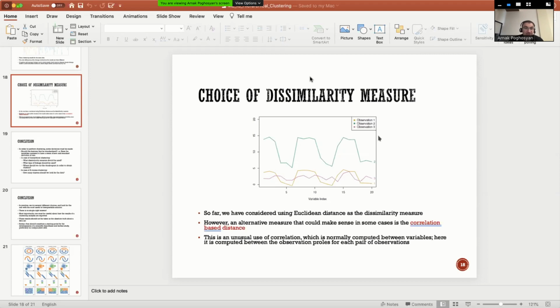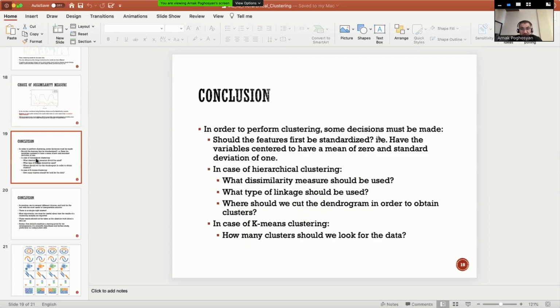Otherwise, you need to decide how to calculate the distance between observations. So what we have here is something like a conclusion, with some questions. Should the features first be standardized? This is just a common question for all possible kinds of ML algorithms.